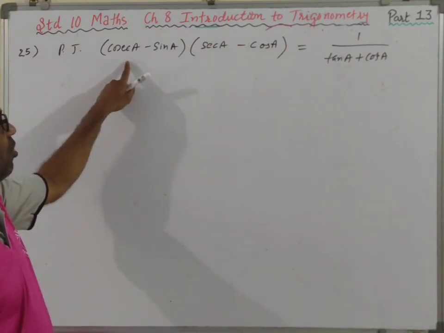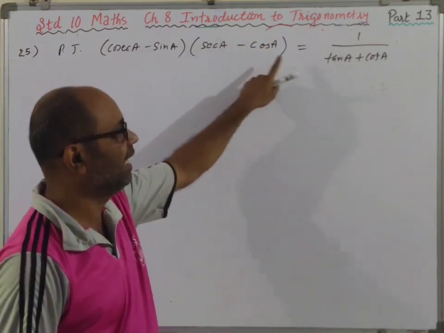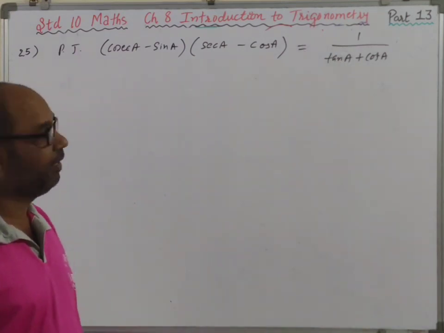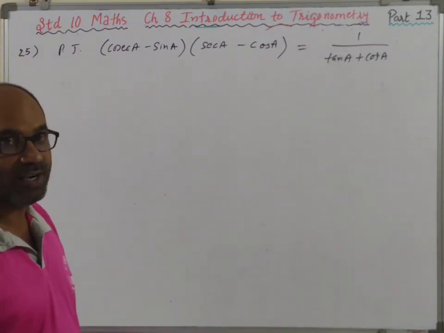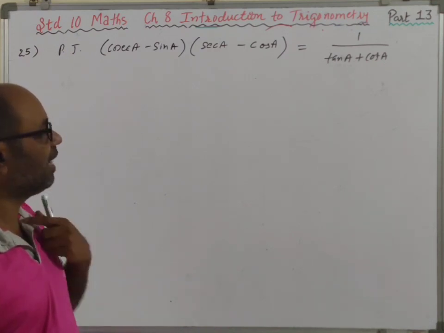So moving on to the next one now, right? Left hand side, cosec A minus sin A into sec A minus cosec A is equal to 1 upon tan A plus cot A. Now this is interesting children. Okay, fine. How can you get that?